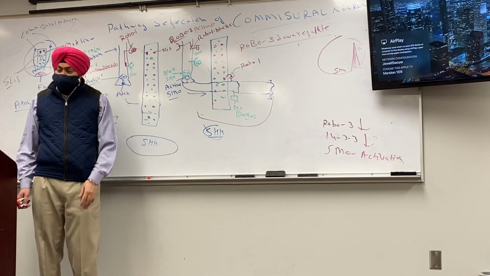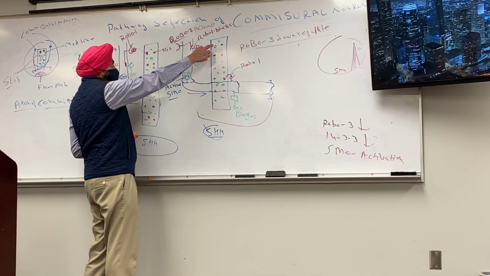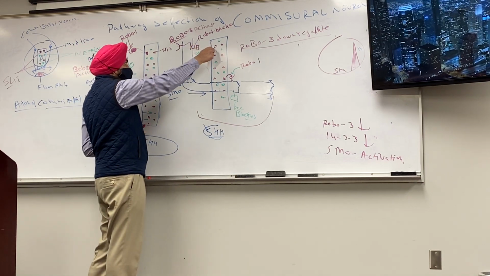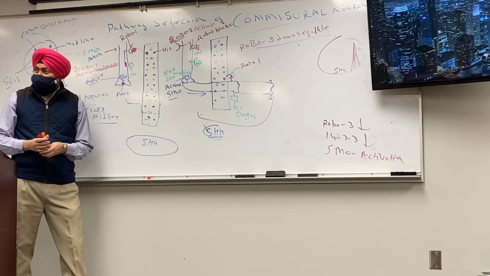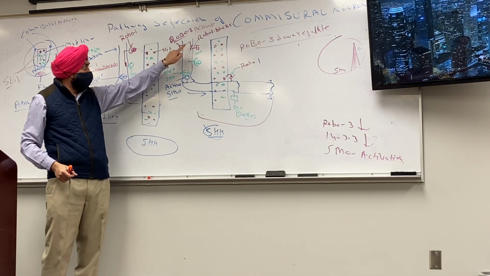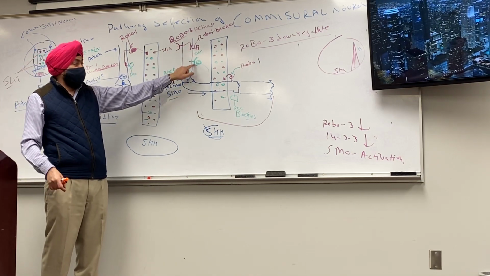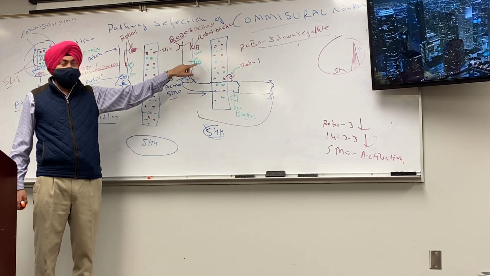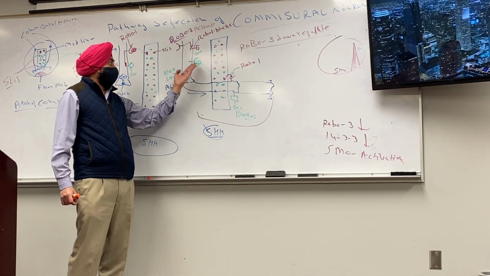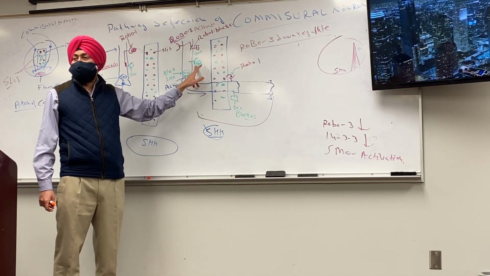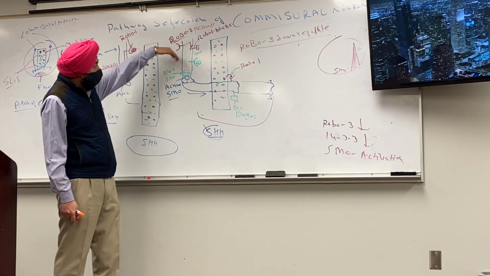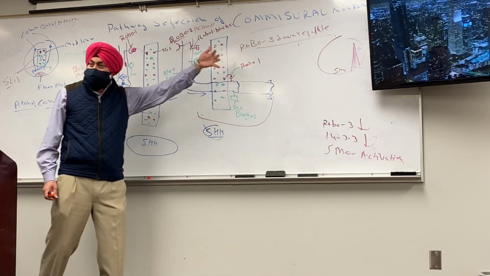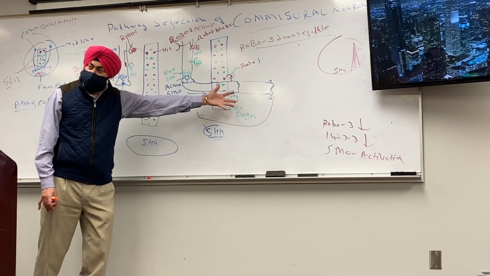If the Robo1 is blocked, that means slit cannot bind here. If slit cannot bind here, Robo1 is not active. If Robo1 is not active, then the blockade on DCC is gone. So netrin from here can come and bind to DCC. Now you are getting an attractive signal toward the midline. So now it moves toward the midline.